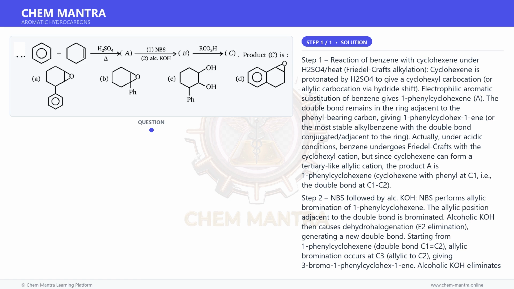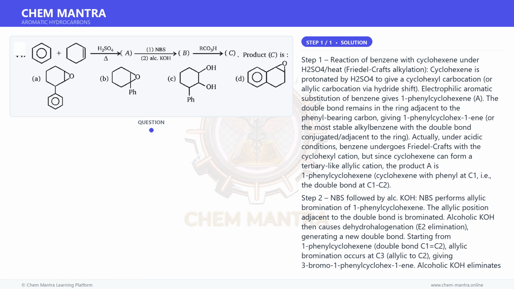3-bromo-1-phenylcyclohex-1-ene. Alcoholic KOH eliminates HBr to give 1-phenylcyclohexa-1,3-diene or shifts the double bond. More precisely, elimination from C3-Br with the adjacent C2-H gives the conjugated diene, or elimination towards C4 gives 1-phenylcyclohex-2-ene, shifting the double bond. The net result of NBS, alcoholic KOH on 1-phenylcyclohexene is to give 3-phenylcyclohexene, double bond shifted, or 1-phenylcyclohex-2-ene.